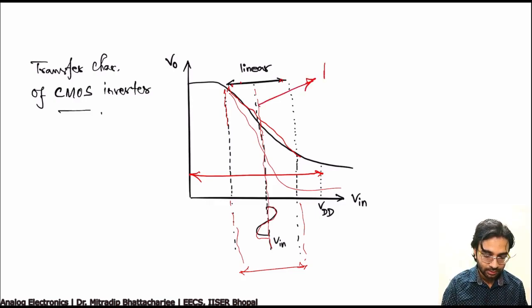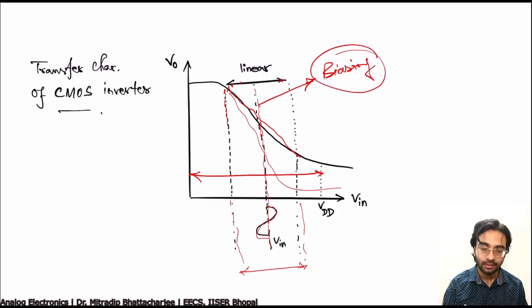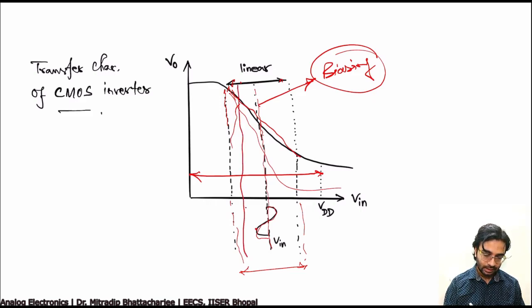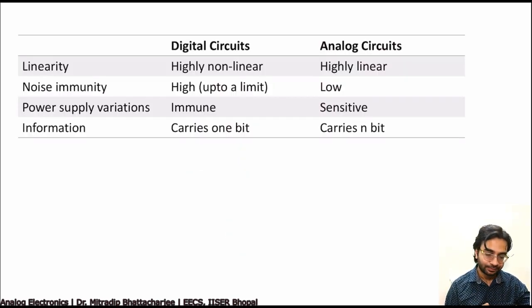So it also depends on your biasing. Biasing is also important. If you can't bias your device properly, if it shifts somewhere here, and you are using this, then one portion of your signal may go into the nonlinear domain, which will create a problem later. However, for digital, you can use the entire signal. Now this is a comparison table.